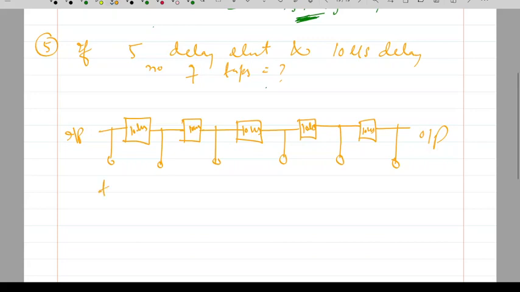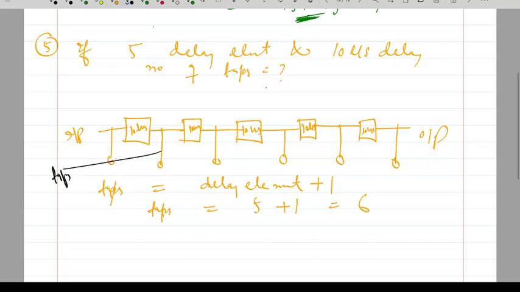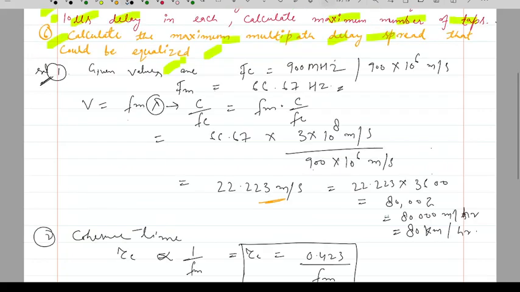So for finding the taps, total taps are equal to delay elements plus 1. This is the formula for finding the taps. So the total number of taps is equal to the 5 delay elements plus 1, that is equal to 6. So there are 6 channel taps. These are the taps and these are the delay elements. So this is the 5th part, and let's move to the last part of this numerical.